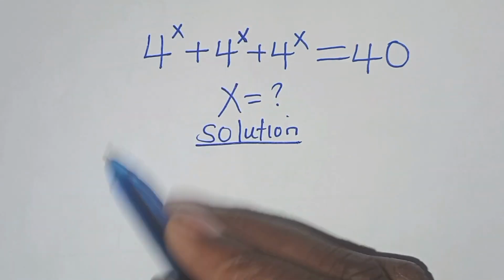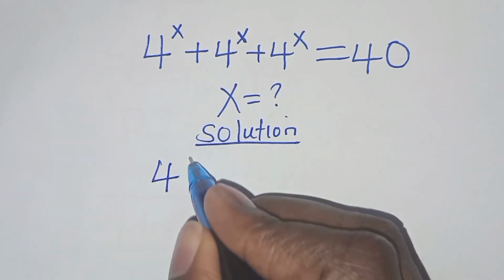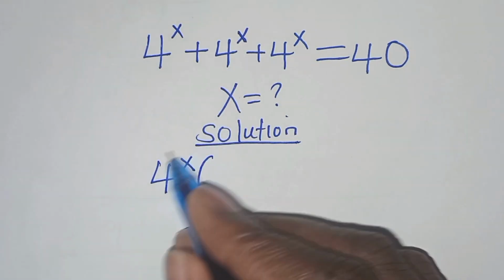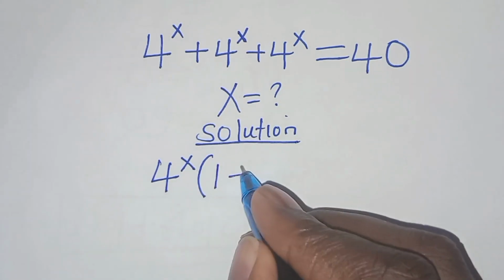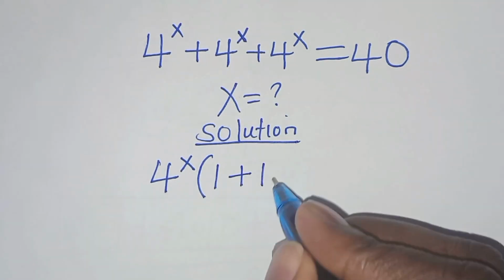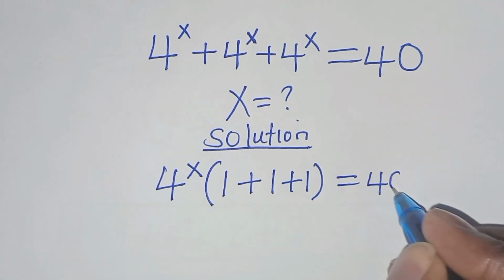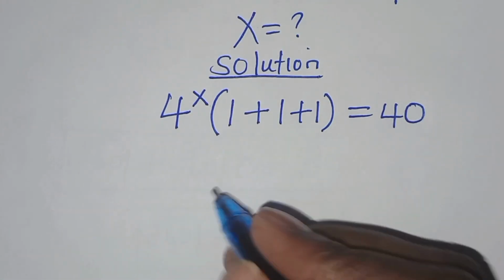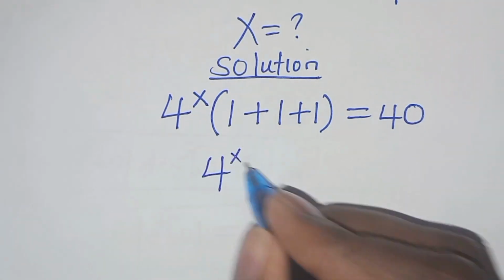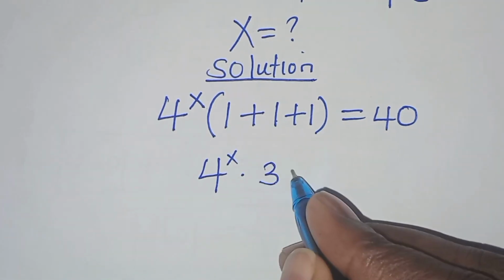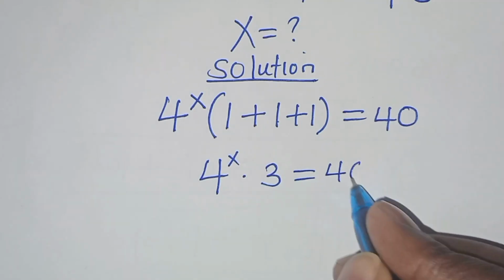you find that 4 to power x is common here. So we factor out 4 to power x. So that now here, 4 to power x divided by 4 to power x, this is 1 plus 1 plus 1. This is equal to 40. So the next step here, we have 4 to power x times 1 plus 1 plus 1. This is 3. And this is equal to 40.